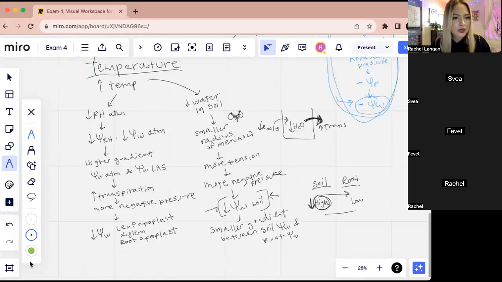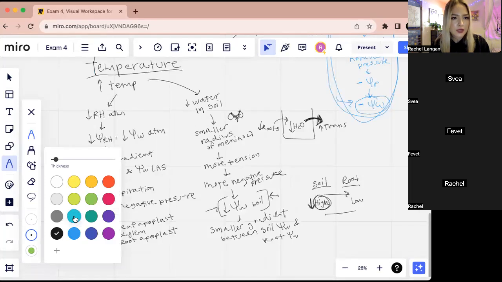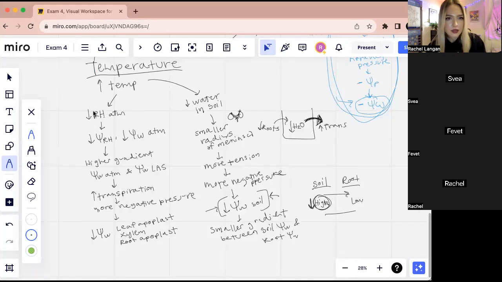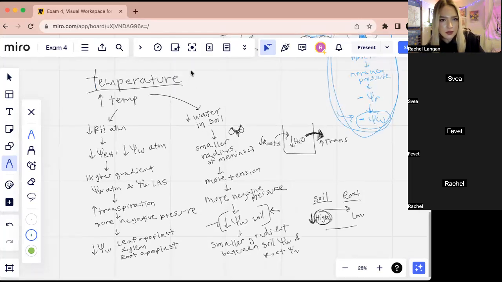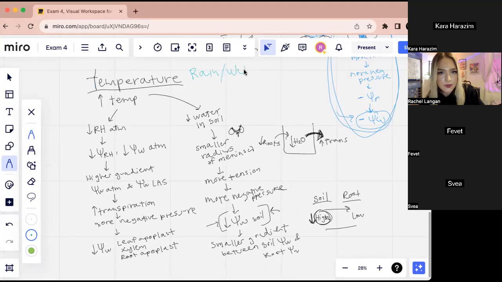Okay, so the other one that you should know for sure is rain, wet weather. Yeah, question? I had a question about ABA. Does that come into this genre? Yes. Okay, so I'll talk about that right after this one. I just want to say these two cool things.